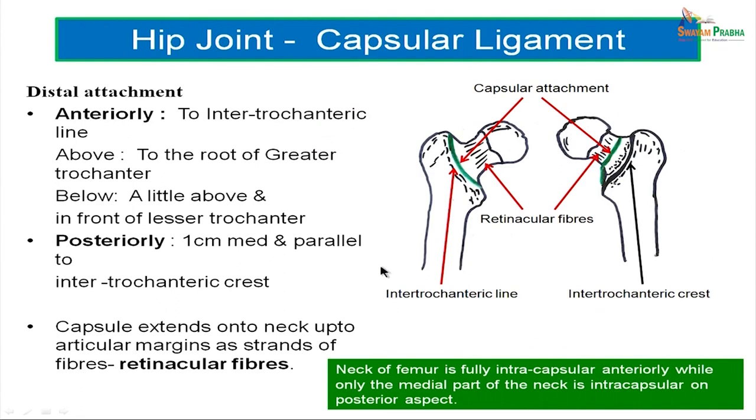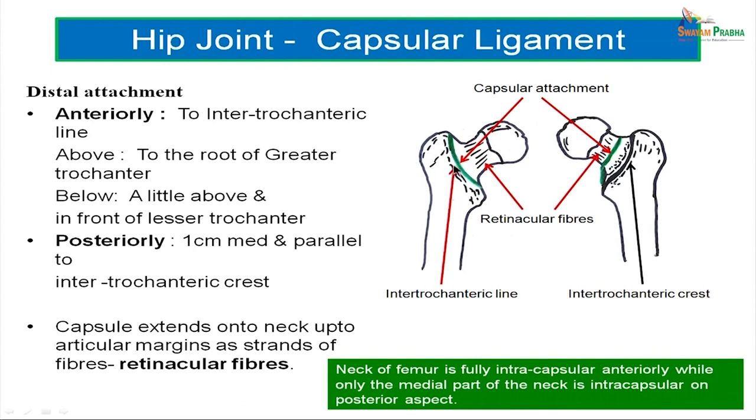Distally, the capsule is attached anteriorly to the intertrochanteric line, on a line extending from the greater trochanter to a little above and in front of the lesser trochanter. Posteriorly, the capsular attachment runs 1 centimeter medial and parallel to the intertrochanteric crest. What you have to remember here is that the neck of the femur is fully intracapsular on the anterior aspect, but intracapsular only in the medial part on the posterior aspect. The lateral aspect of the neck of the femur is extracapsular on the posterior aspect.